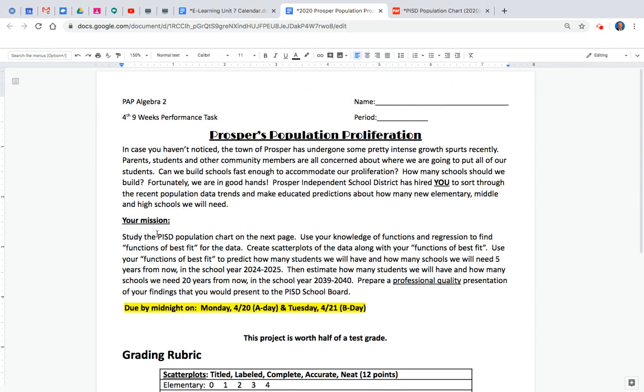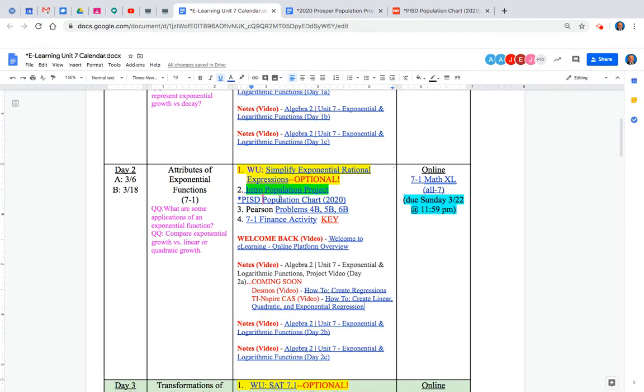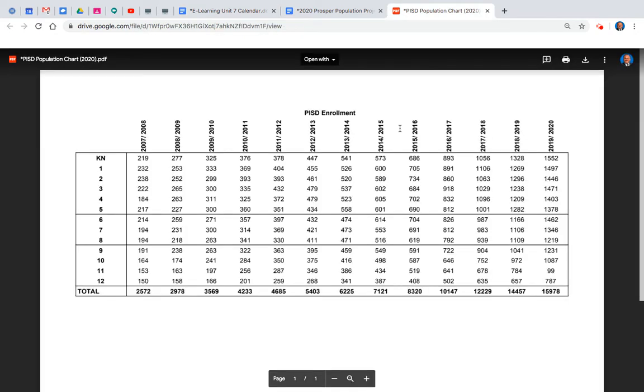So it says right here, study the PISD population chart, okay? So that is right here. If you click on this population chart below, it will pop up the population chart that you see here. And you see PISD, these are actual numbers that we got from the district in 2007 to 2008.